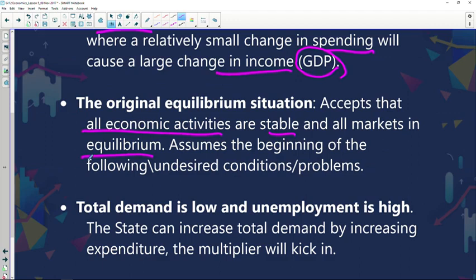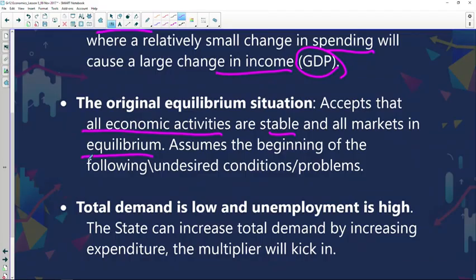Remember, when we looked at the diagram of a business cycle in our previous lesson, we looked at the original equilibrium point, and then we also looked at the movement that could happen where the original equilibrium moves because there's been a change in investment, for example, and that change has caused the original equilibrium to move.